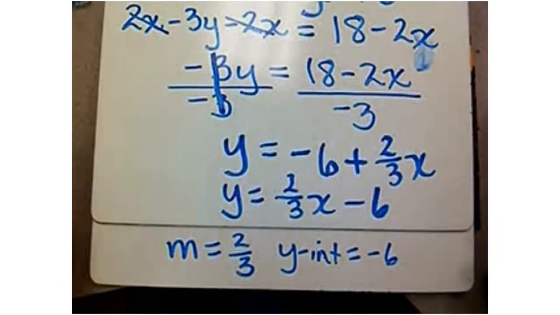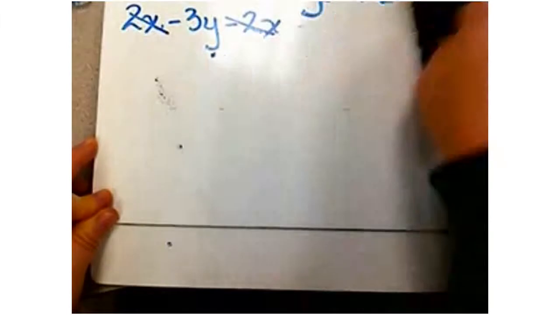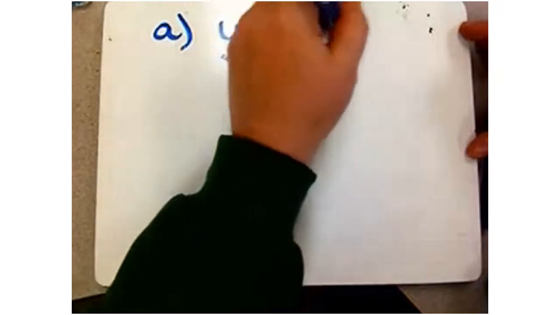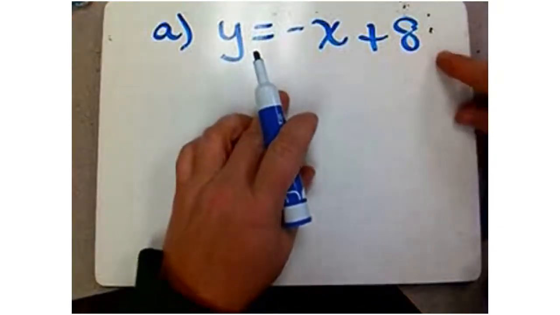Okay? All right. The next example, they take us through a lot of examples that covers everything. So find, well actually they do a your turn first. So there's a your turn in the midst of this. So let's do that. The first one is little letter A, and it says y equals negative x plus 8. Identify the slope and identify the y-intercept.